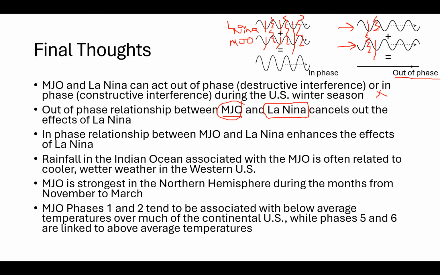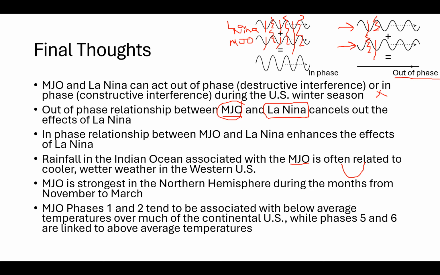So the in-phase relationship between MJO and La Nina, again, will enhance the effects of La Nina. Rainfall. Can you believe it? Rainfall in the Indian Ocean associated with an active MJO is often related to cooler, wetter weather in the western U.S., in a trough. When you get the convection and the MJO in the Indian Ocean, you can actually set up troughing and alter the normal conditions across the western U.S.